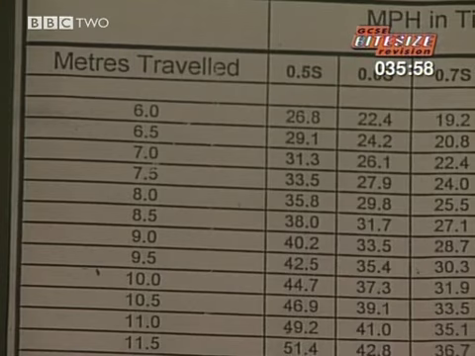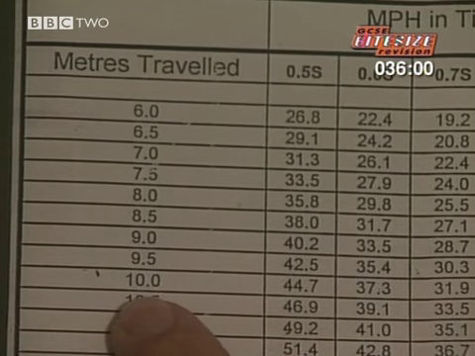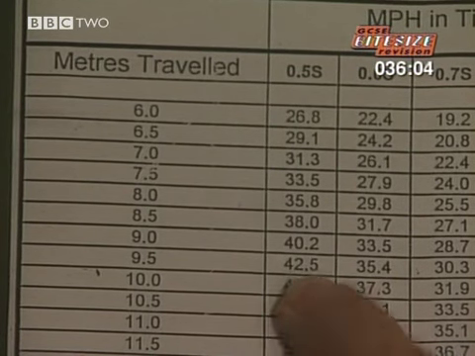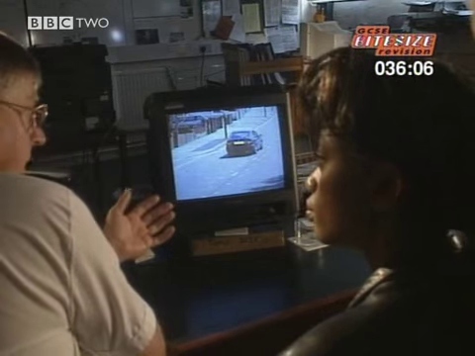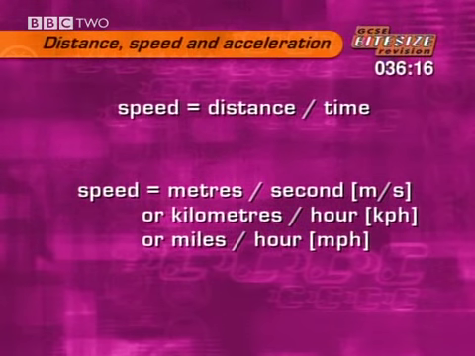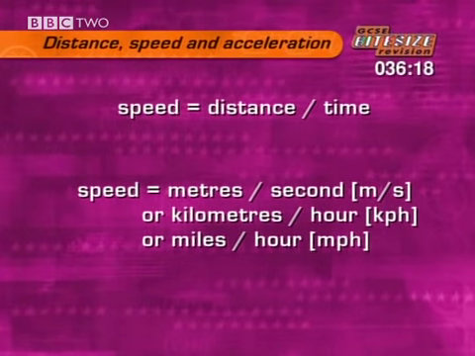That's correct. And then we look on the chart behind us and we see that metres travelled 10 and half a second equates to 44.7 miles an hour. Now that's nearly 45 miles an hour, and we will send this motorist a notice of intended prosecution. This man means business. So speed is distance divided by time.